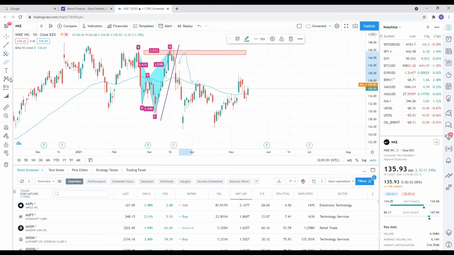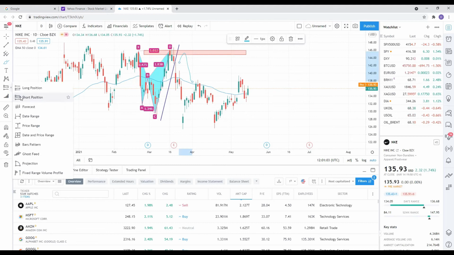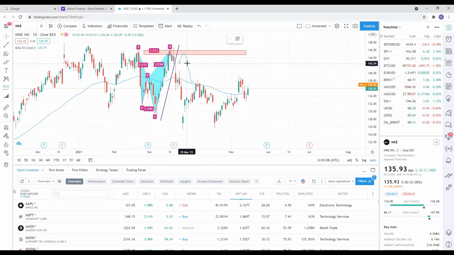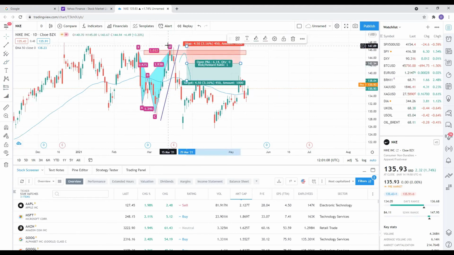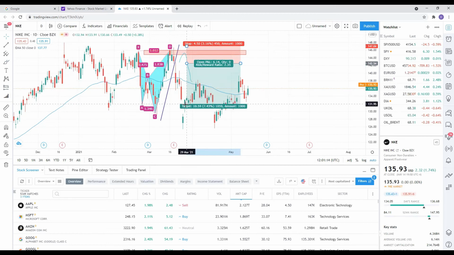So I'll place the order to sell somewhere around here. I'll place the stop loss around there, just above resistance. And this could be the target profit, or the target profit could be about here.